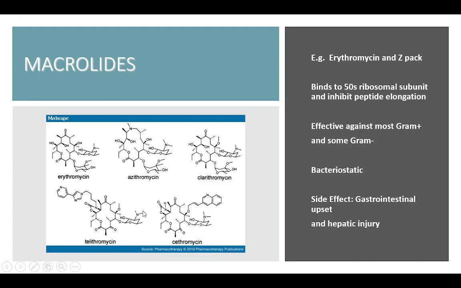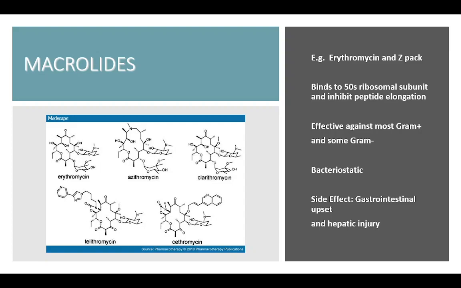Okay, macrolides. Erythromycin is the general one, or Z-Pak. It has these very large ring structures. The way it works is it binds to the 50S ribosomal subunit. So if you remember the other one binds to the 30S, this binds to the 50S, which is the larger subunit, and it inhibits peptide elongation. It is considered bacteriostatic. It's only slowing that down, just getting in the way of the binding properly.